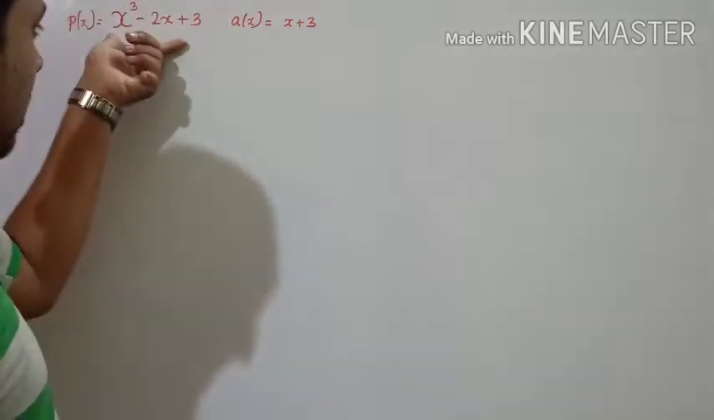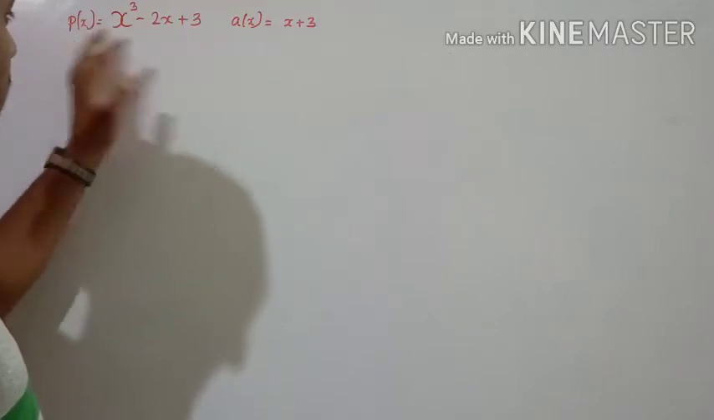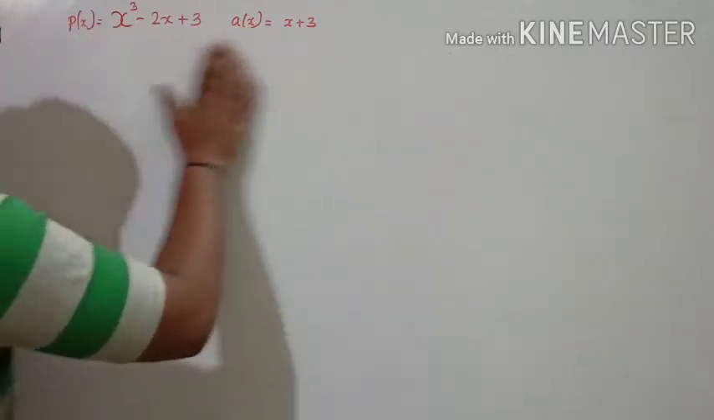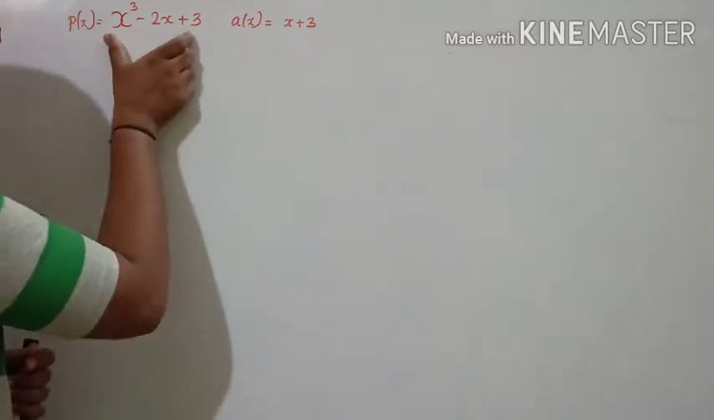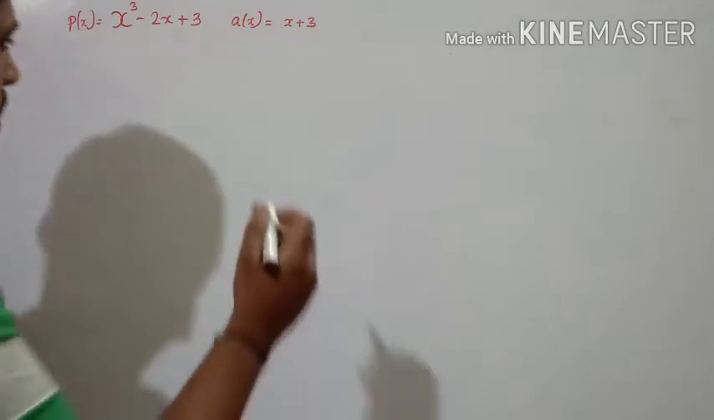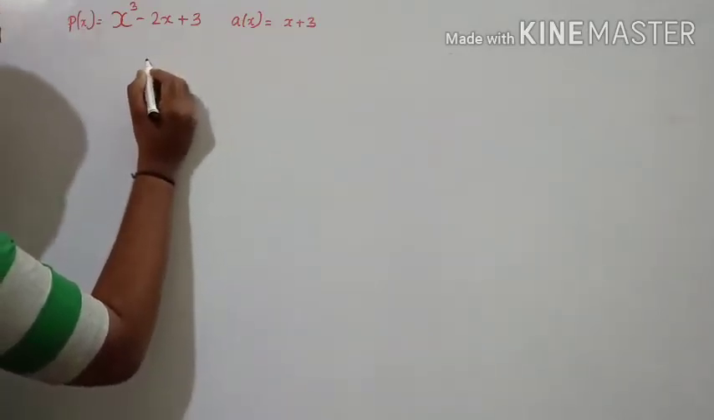So here we will be having 3 roots. Anyway, we are not worried about the roots. Here we are going to divide this p of x by a of x. So here this becomes the dividend and this becomes the divisor. As in the division rule, we will take the dividend as it is and write it inside, right?